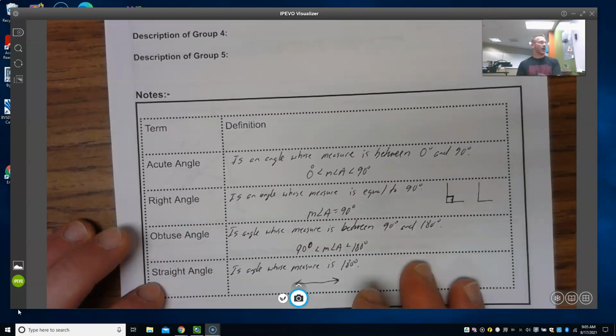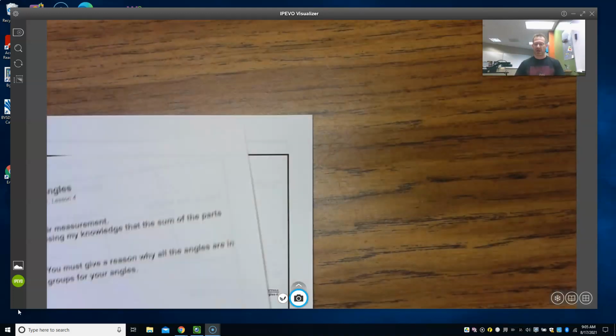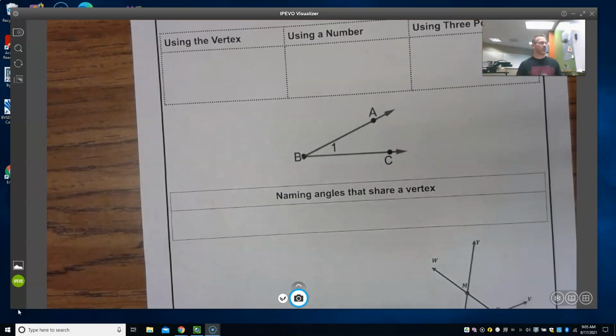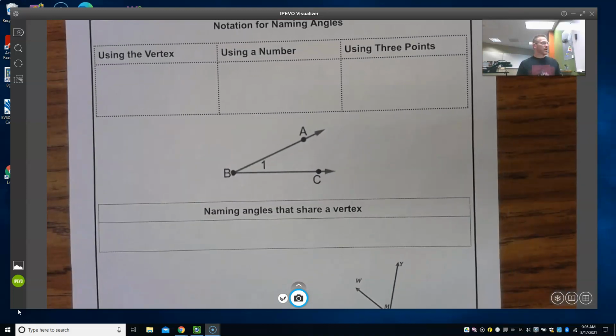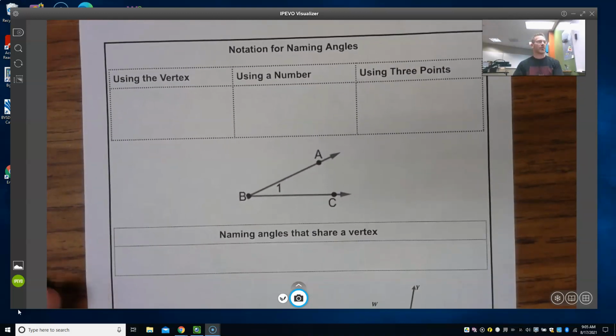Now that we have these basic terms to group our angles and to talk about our angles, let's talk about naming angles and the notation that goes with that. When we look at notation for an angle, there are 3 different ways to name an angle. Some of these work all the time, some of these work some of the time. So you have to know the difference here.